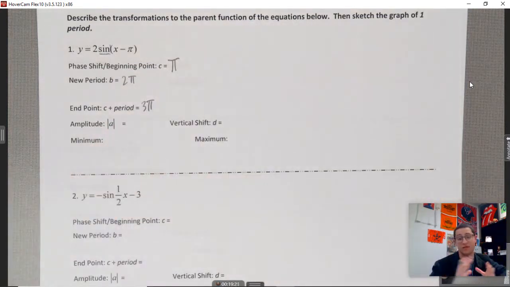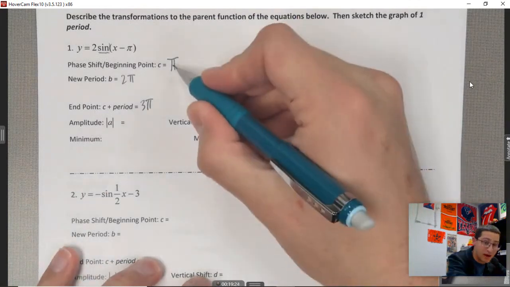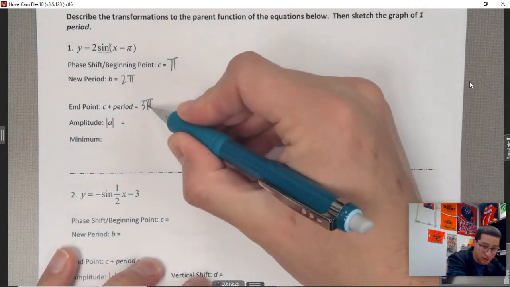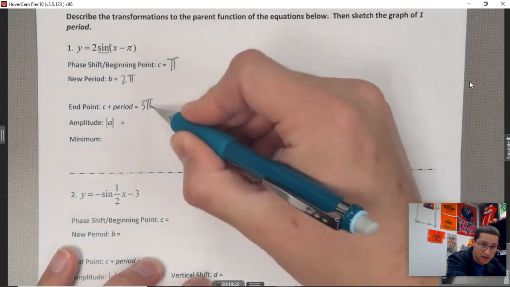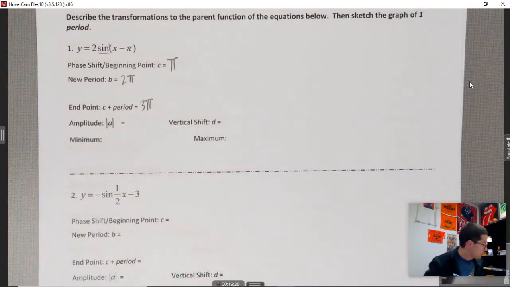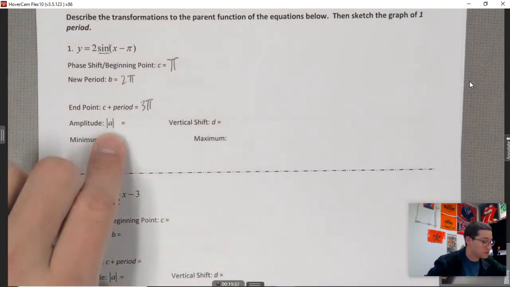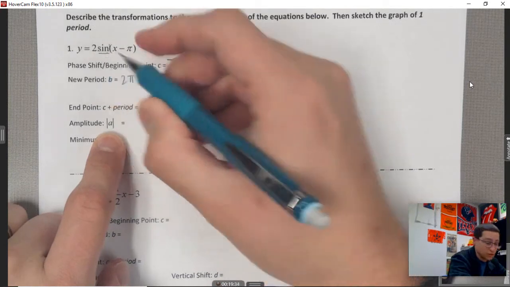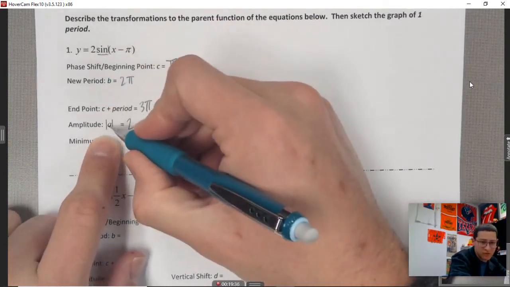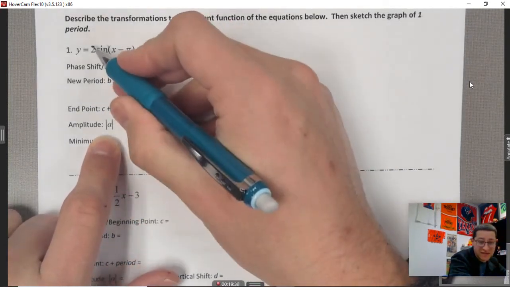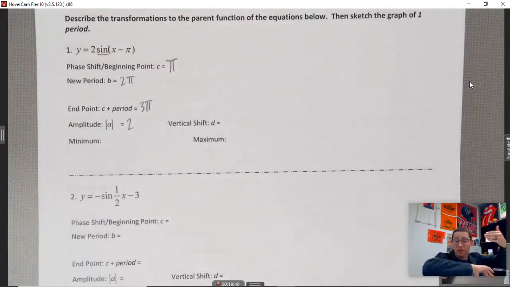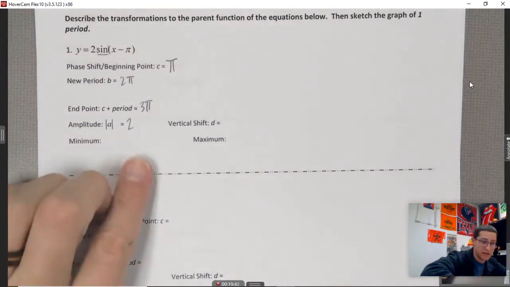So let's talk about this particular one. It starts at pi, ends at 3 pi. Your amplitude is 2. Notice it's the absolute value of A, because if it was negative, the whole thing is going to flip over the x-axis. Something to keep in mind.